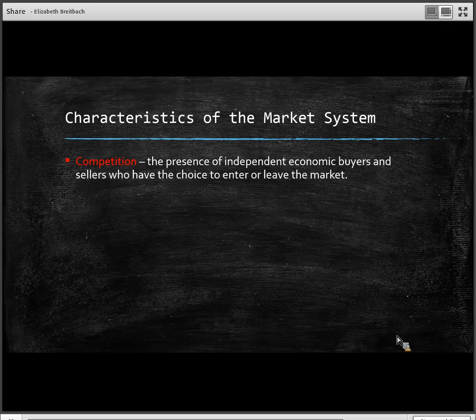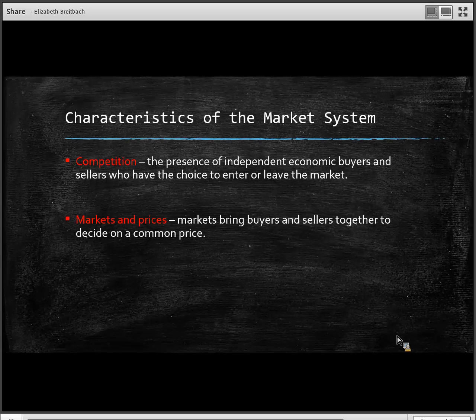Next, competition. This is the presence of independent economic buyers and sellers who have a choice to enter or leave the market. We're going to talk more about competition in the upcoming lectures, but in a market system, we see the government promoting competition, encouraging firms to compete for business, and encouraging buyers to make those decisions. So competition is also part of that market system.